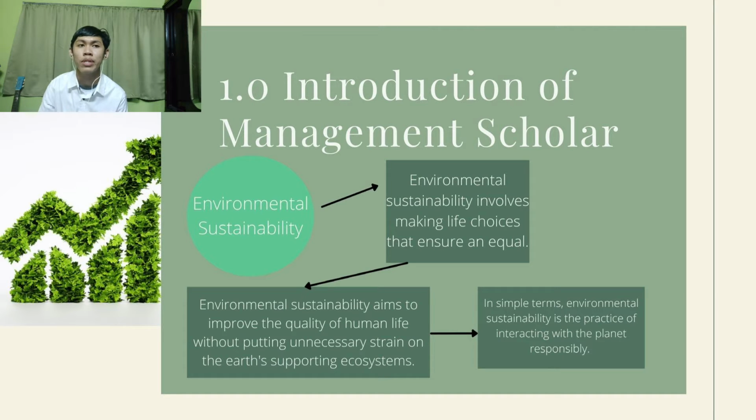What is environmental sustainability? According to the UN Environment Programme, environmental sustainability involves making life choices that ensure an equal, if not better, way of life for future generations. Environmental sustainability aims to improve the quality of human life without putting unnecessary strain on the Earth's supporting ecosystem. It's about creating an equilibrium between consumerism, human culture, and the living world. We can do it by living in a way that doesn't waste or unnecessarily deplete natural resources. In simple terms, environmental sustainability is the practice of interacting with the planet responsibly. We do it to avoid depleting natural resources and compromising the future generations' ability to meet their daily needs.